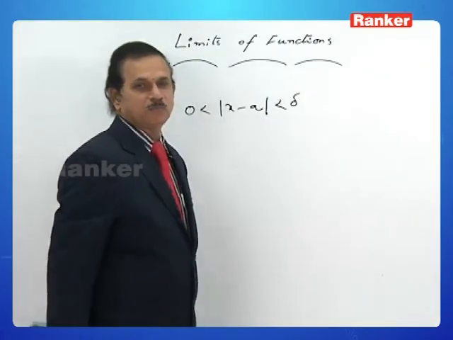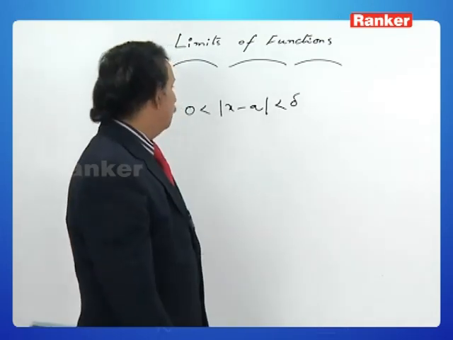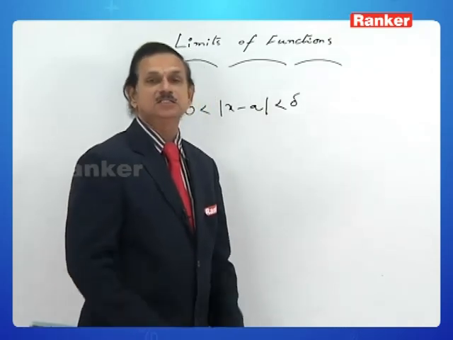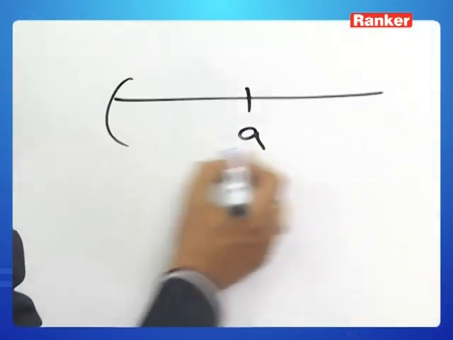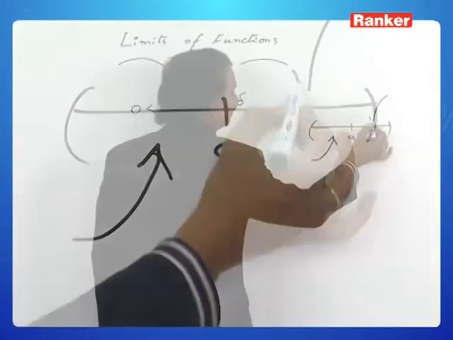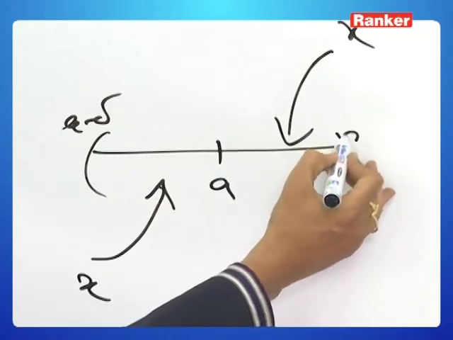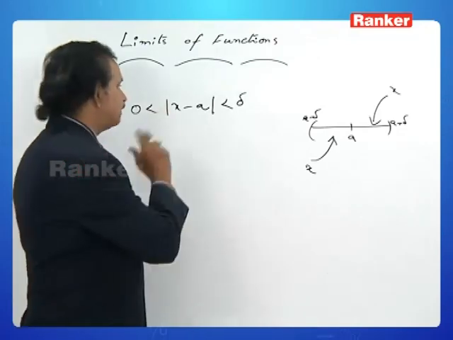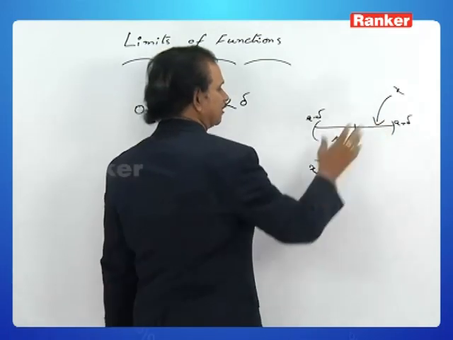0 < |x − a| < δ means |x − a| < δ, and 0 < that means x is in the deleted neighborhood of a. That is, x may be here or x may be here. This point is a − δ, this is a + δ. Delta is a positive number which gives us the radius of this neighborhood or the length of this neighborhood.